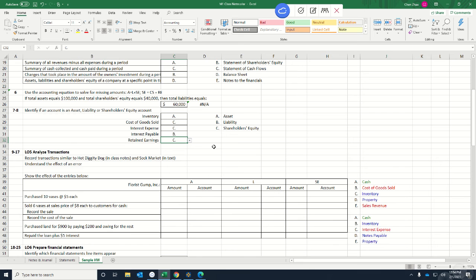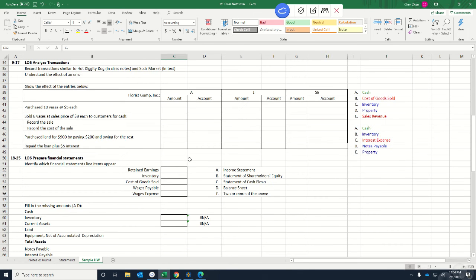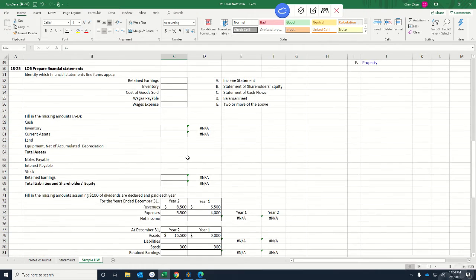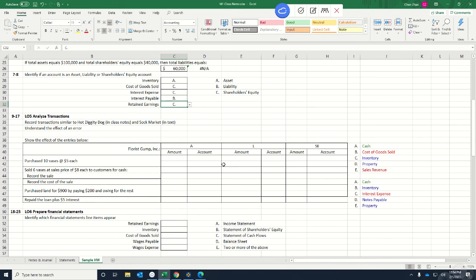Okay. So next one, analyze transactions. This is to record each transaction, and I think it will help you with the project as well. Okay, let's look at these transactions one by one and figure out what kind of change each can cause to all these accounts. So the first one is: this company purchased 10 vases at $5 each.